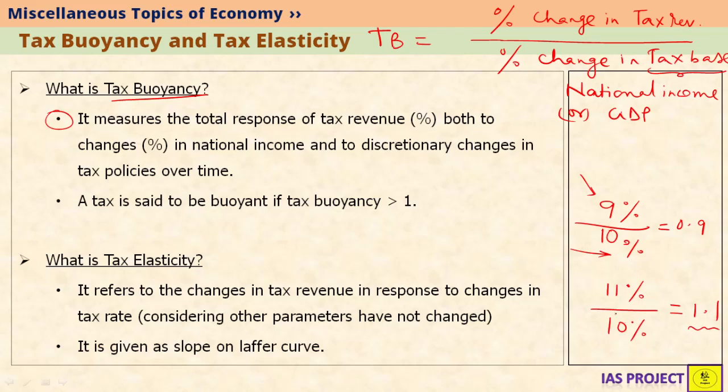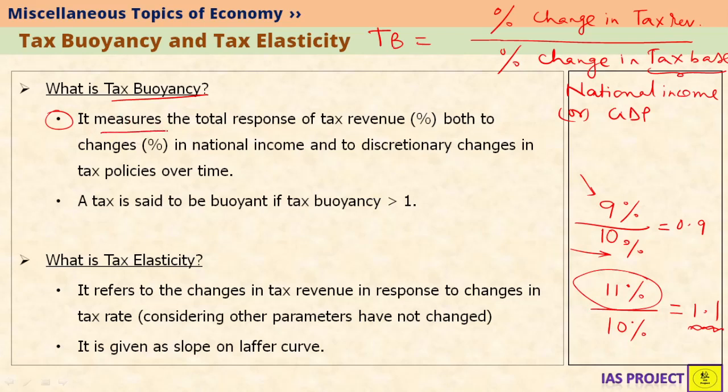So this shows us that tax revenues are increasing at a rate higher than the rate of national income increase. So obviously, tax buoyancy of greater than 1 is beneficial to the government because they will be getting higher taxes compared to the increase in the national income. So let's look at the definition of tax buoyancy for the purposes of mains exam.